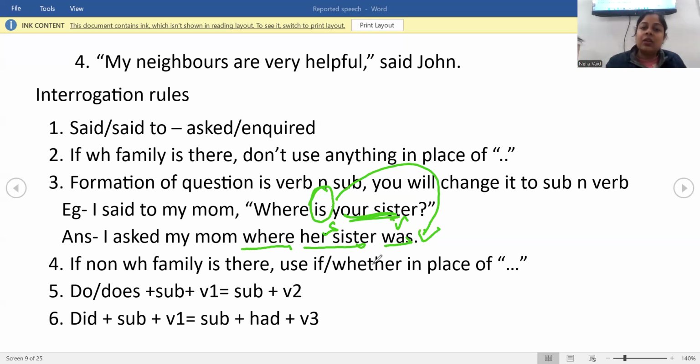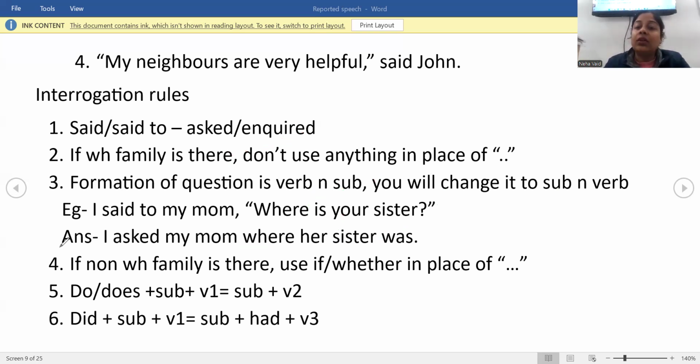Like your sister, किसकी sister? Whose sister here are we talking about? Your sister, mom की sister. तो mom की sister is her sister and is always changes to was. That is the normal change that we are doing in reported speech. But don't ever forget to interchange or place the verb after the subject or the noun that it is talking about. Next, if there is a non-WH family, what does that mean?